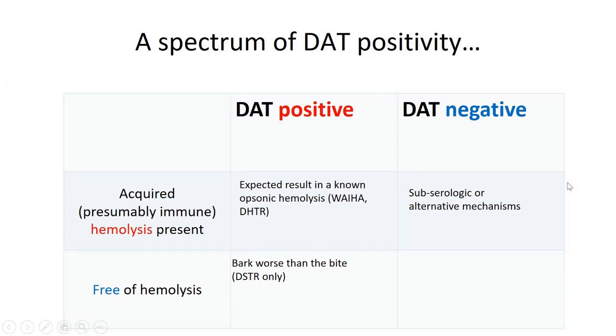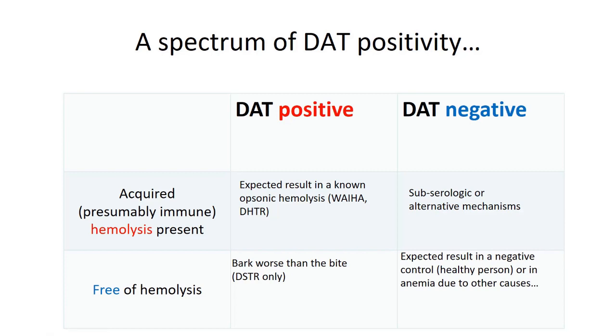Alternatively, maybe you don't have a serologic mechanism for increased red cell clearance. Maybe you have direct cell-mediated toxicity. Maybe you have that glycophorin binding antiprotease antibody leading to DAT negativity or destruction of every cell that had an antibody once landing upon it. The negative control lands in this last quadrant. So this is the expected result in a healthy person or in a person who has anemia due to other causes.